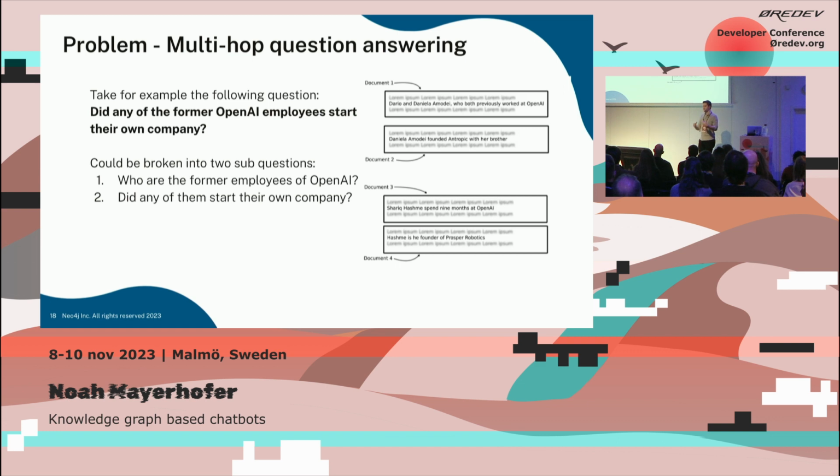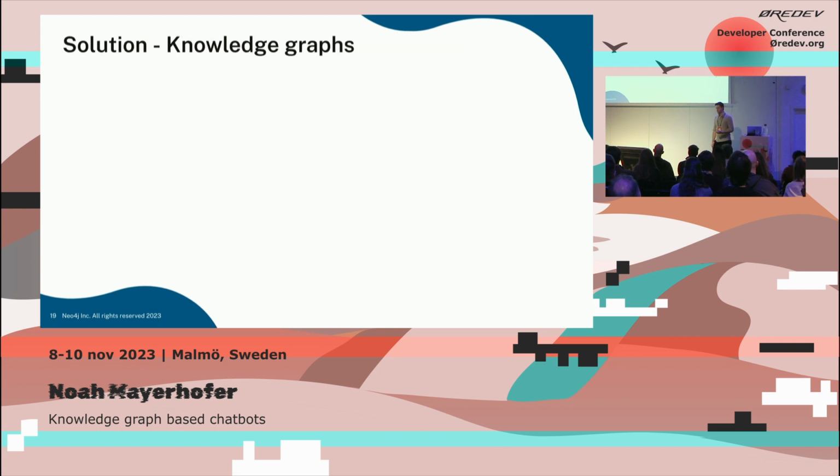So we want to try to avoid that and be able to answer this question in one go. And our solution to this problem is knowledge graphs. A knowledge graph is just a collection of data, information represented in a graph format, basically. So Neo4j is a perfect use case for this. You just save information as a graph.